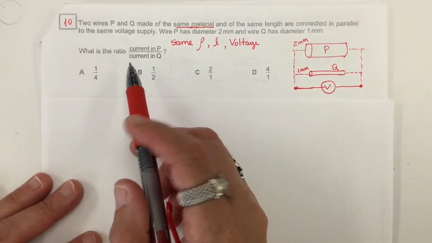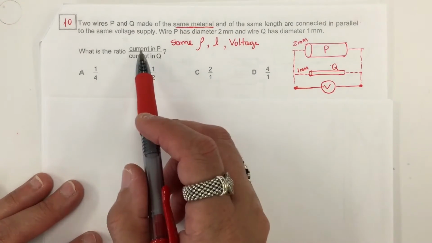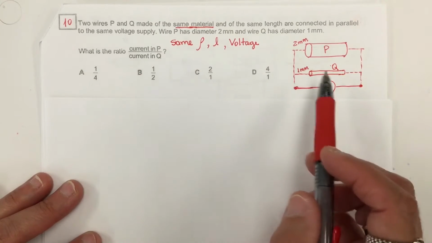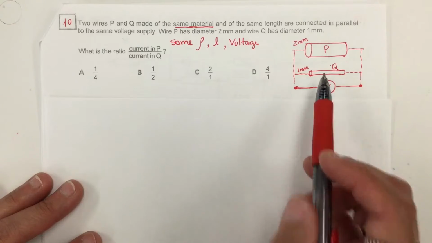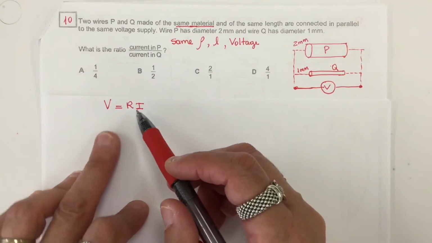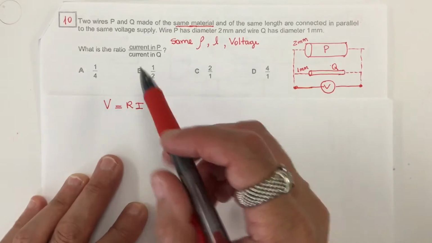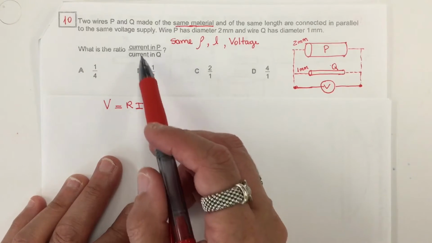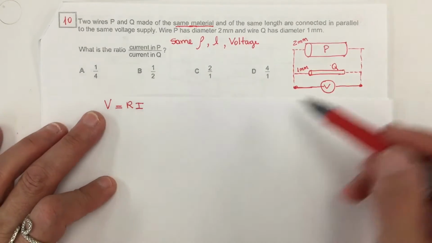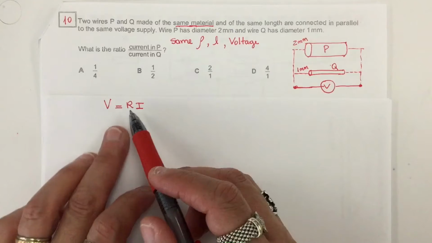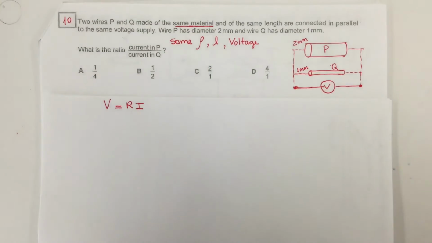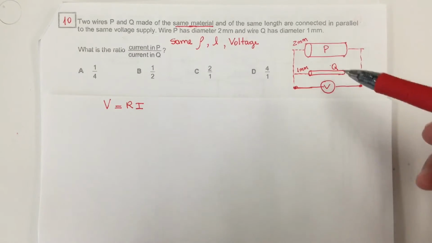So now what they are asking is the ratio between the current in P and the current in Q. To find this ratio, we are going to use Ohm's law, because the ratio is asking for the current, and we have here the voltage is the same, and we have the elements to determine a non-numerical value for each resistance.